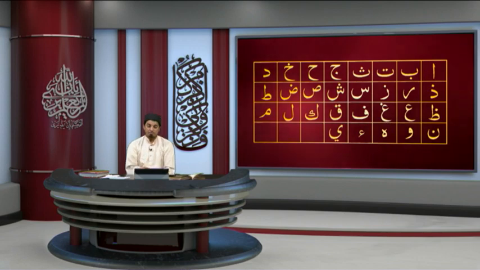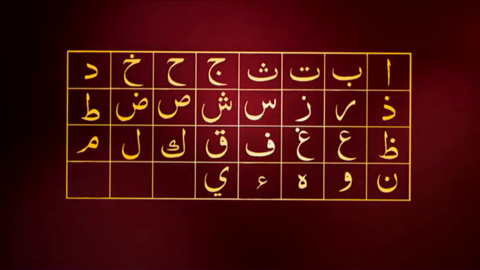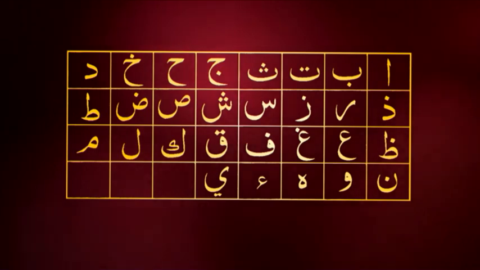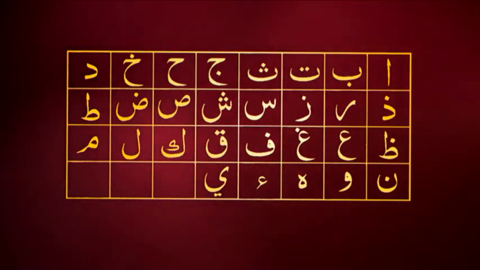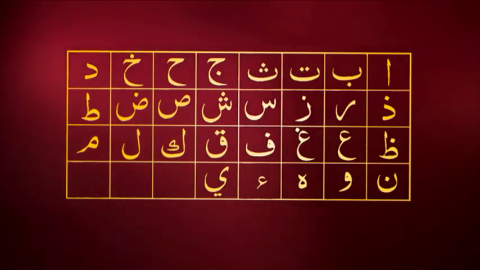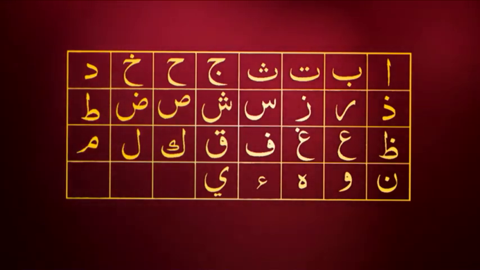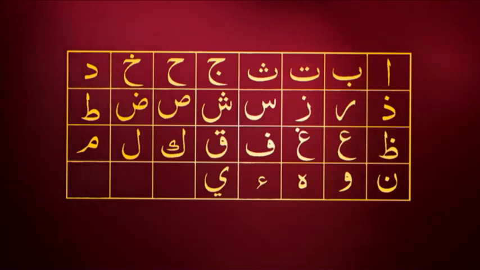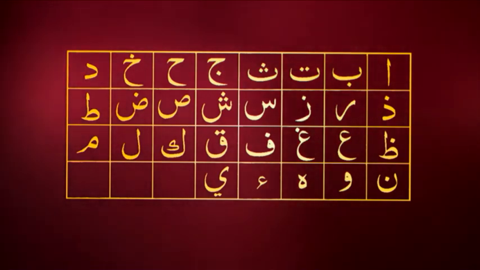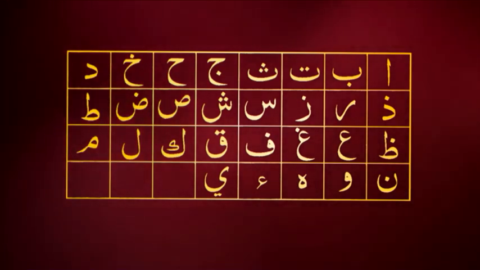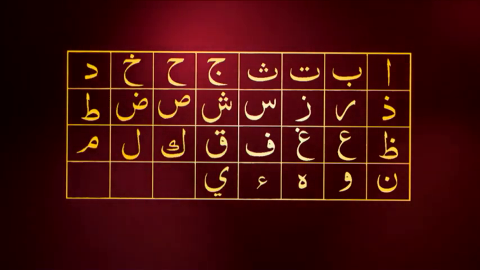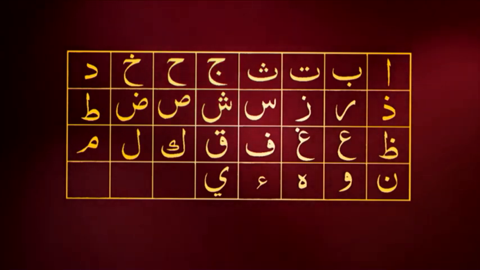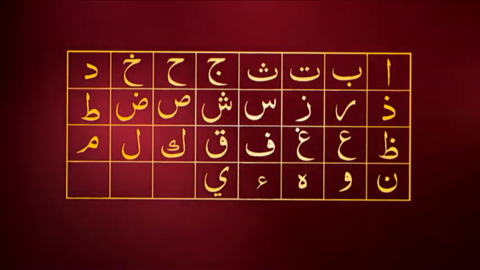Alif, ba, ta, tha, jim, ha, kha, dal, dhal, ra, za, sin, shin, sad, dad, ta, za, ain, ghain, fa, qaf, kaf, lam, mim, nun, waw, ha, hamza, ya. Okay, one more time. Alif, ba, ta, tha, jim, ha, kha, dal, dhal, ra, za, sin, shin, sad, dad, ta, za, ain, ghain, fa, qaf, kaf, lam, mim, nun, waw, ha, hamza, ya.